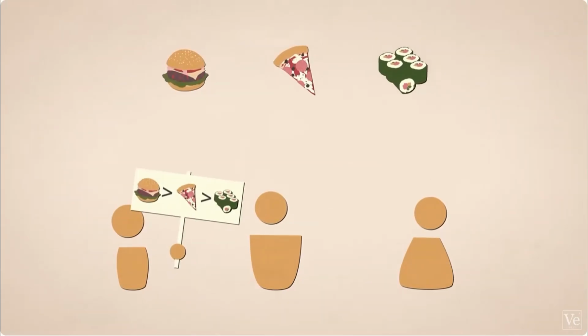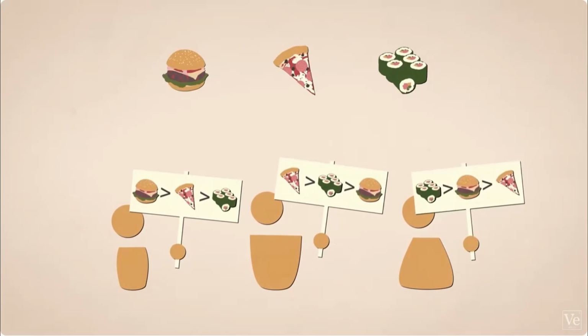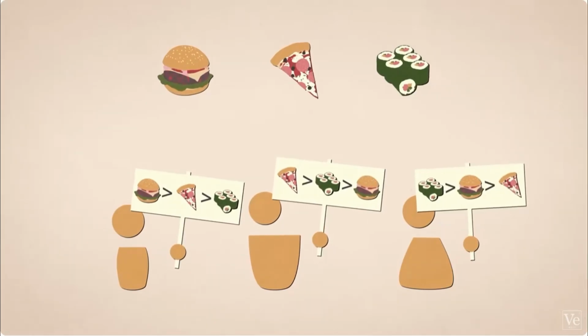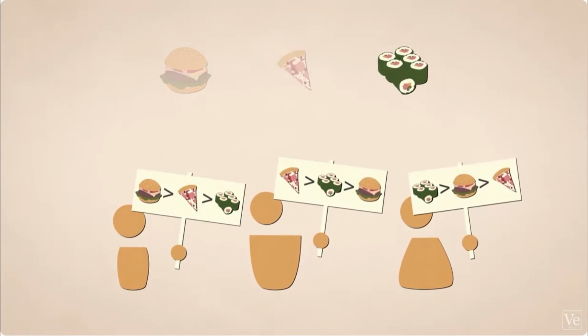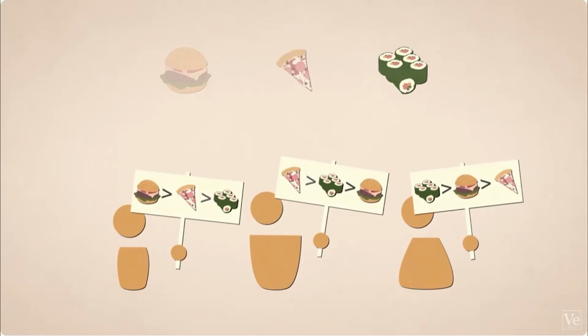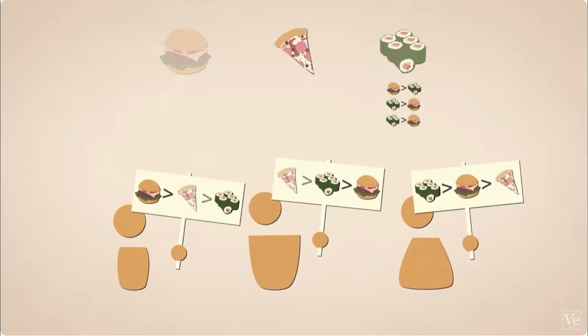You really like burgers, so that's your first preference. Your second choice is pizza, and you put sushi last. Your friend prefers pizza, then sushi, then burgers, and your other friend prefers sushi, then burgers, then pizza. Now, if you choose burgers, it can be argued that sushi should have won instead, since 2 of you prefer sushi over burgers and only 1 prefers burgers to sushi.